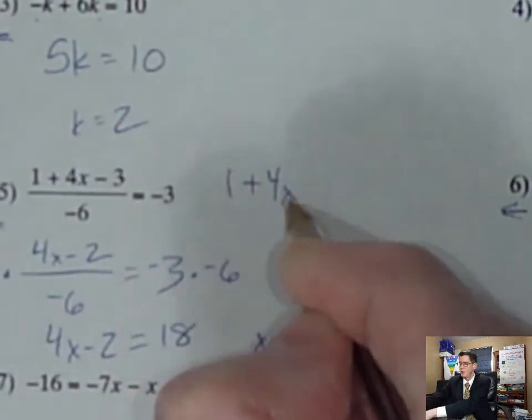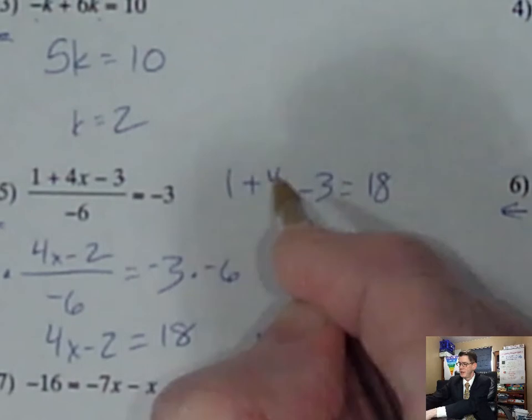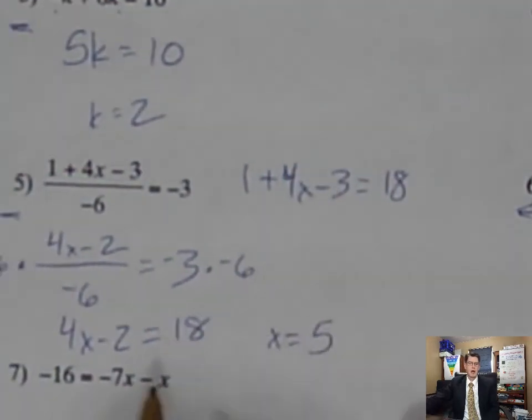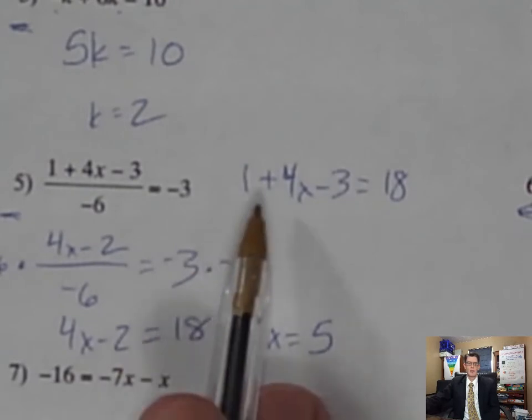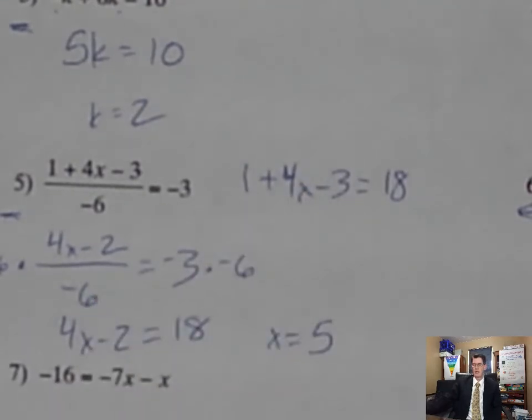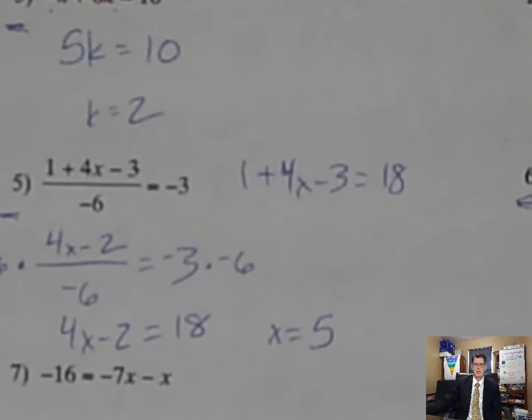You're left with 1 plus 4x minus 3 is 18. You'll notice that this, when you combine those, gets you right down to this step anyway. So whichever of these ways you did it, whether you did that step first or this step first, it will still cause you to get the same answer.